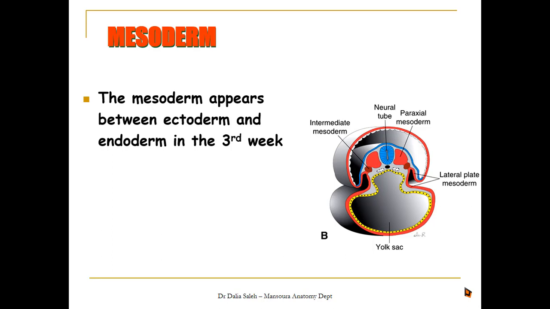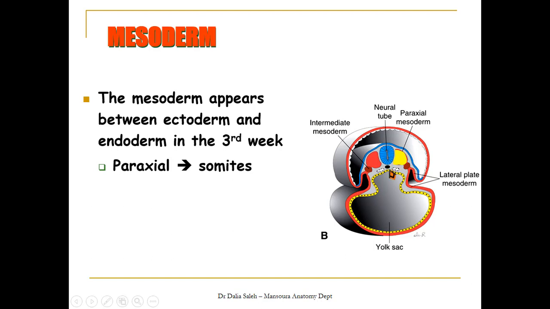To start with the mesoderm, it appears between the ectoderm and the endoderm. This is the ectoderm and this is the endoderm, and this layer is the mesoderm. It appears between the ectoderm and the endoderm during the third week of development, and it will be differentiated into three parts.